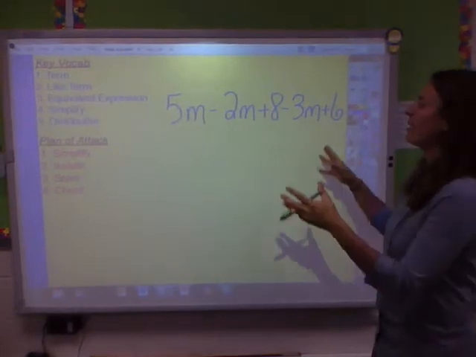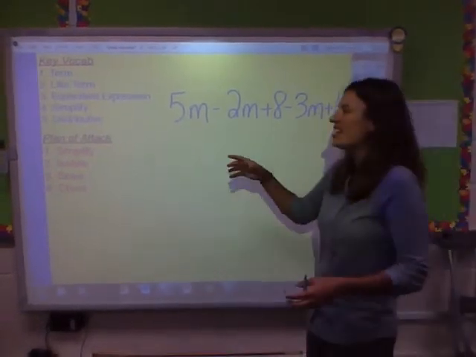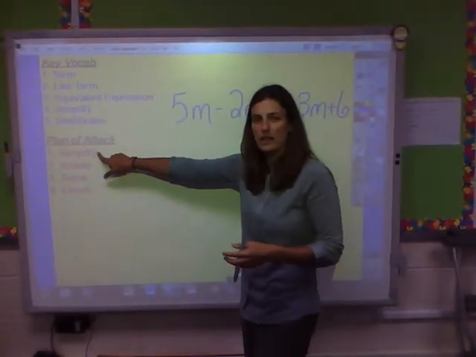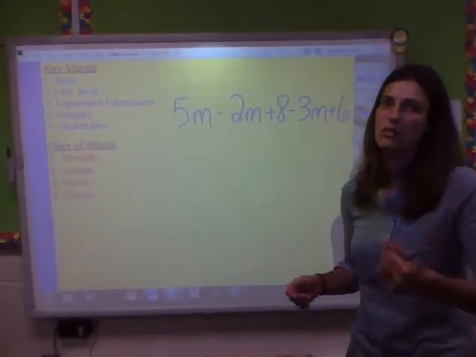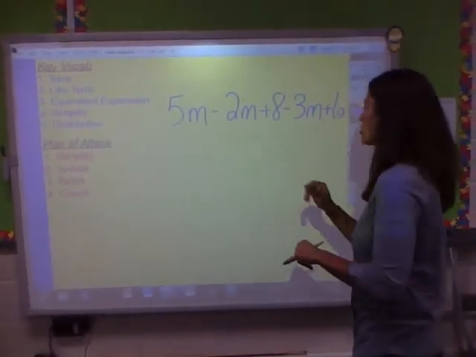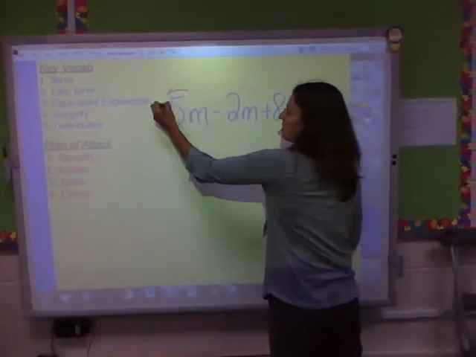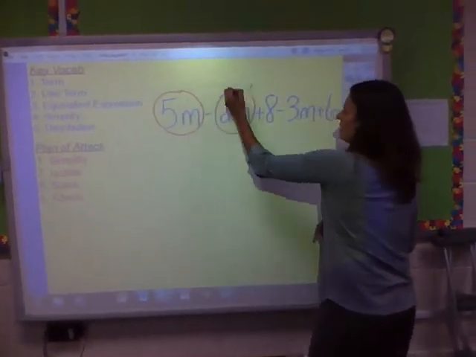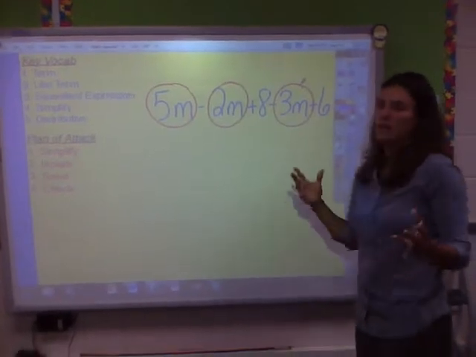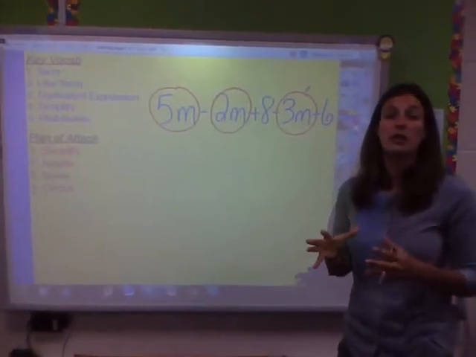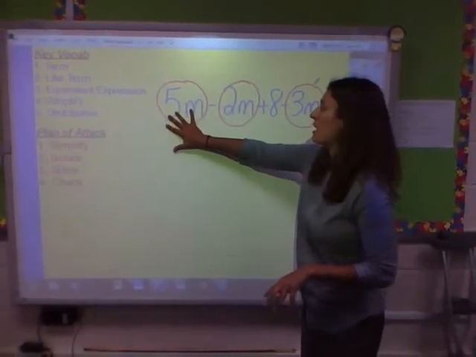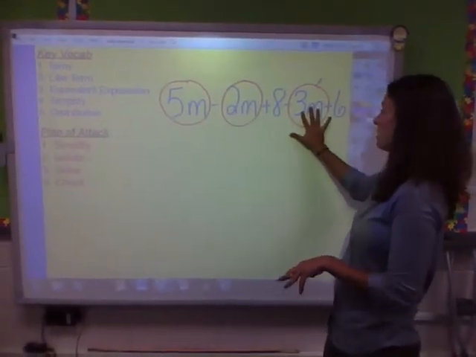The reason why we want to combine like terms is really because we want to simplify. You don't tell me that you owe me 10 plus $5, you tell me you owe me $15. So on my like terms, sometimes I go ahead and use different colors and draw boxes or circles or anything around them to make them look the same. In this case I have 5 m's, 2 m's, and 3 m's.